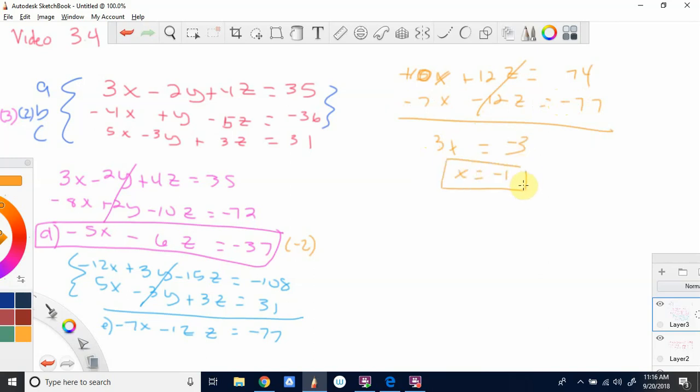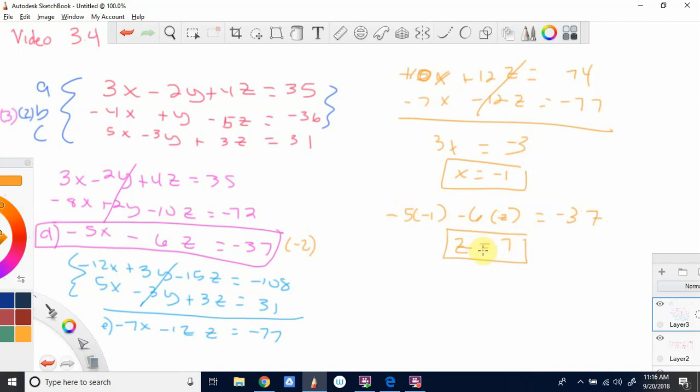So we've got our first point. Now, I can't put it into one of the originals because then I'm left with two variables and can't solve. So I put it in D or E. It doesn't matter. If I put it in D, I get negative 5 times negative 1 minus 6z equals negative 37. And then I simply solve for z. I'm not going to do the work. You can look in the book if you're interested, or you can ask me in class if you don't know how. This is basic algebra, solving an equation for z. I get z equals 7.